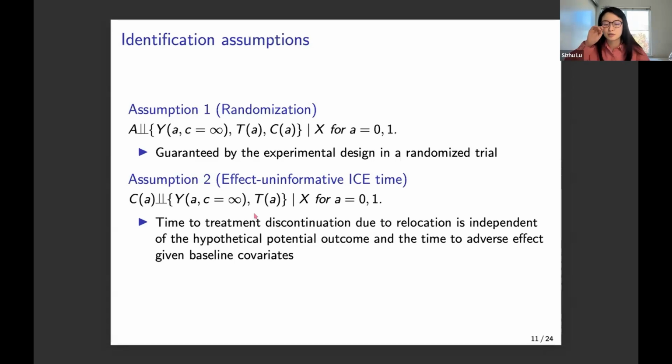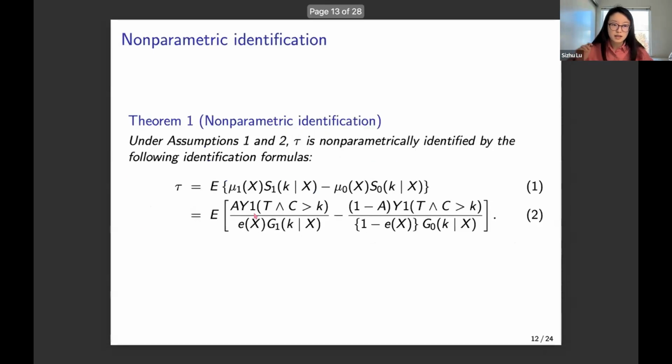And also we are going to assume the overlap assumption, to make sure the identification works. Under these two assumptions, we can show this causal parameter is nonparametrically identified by two different formulas that I'm going to detail one by one.